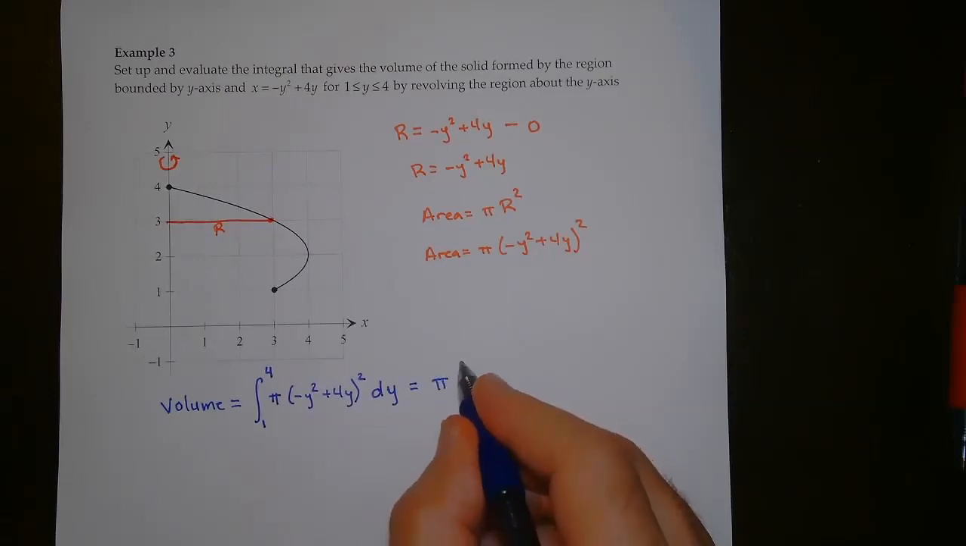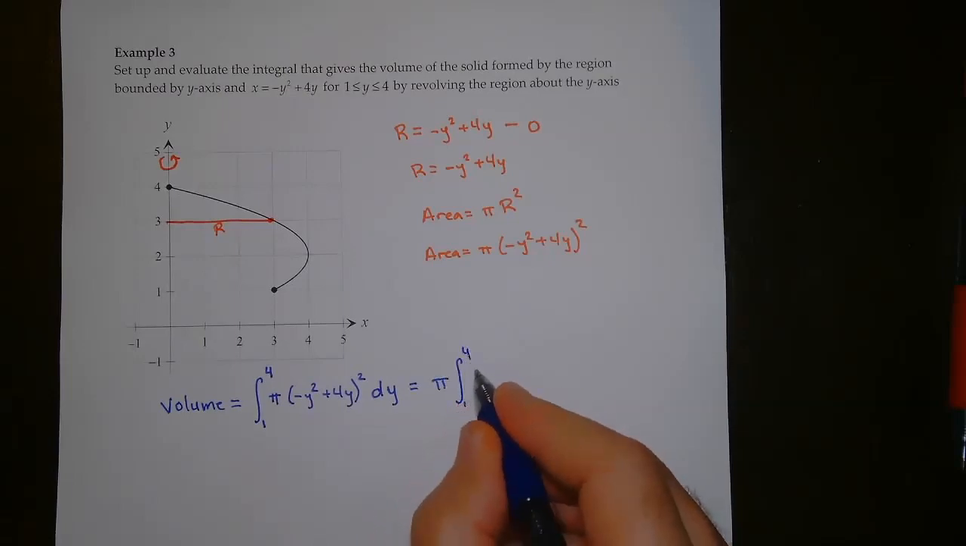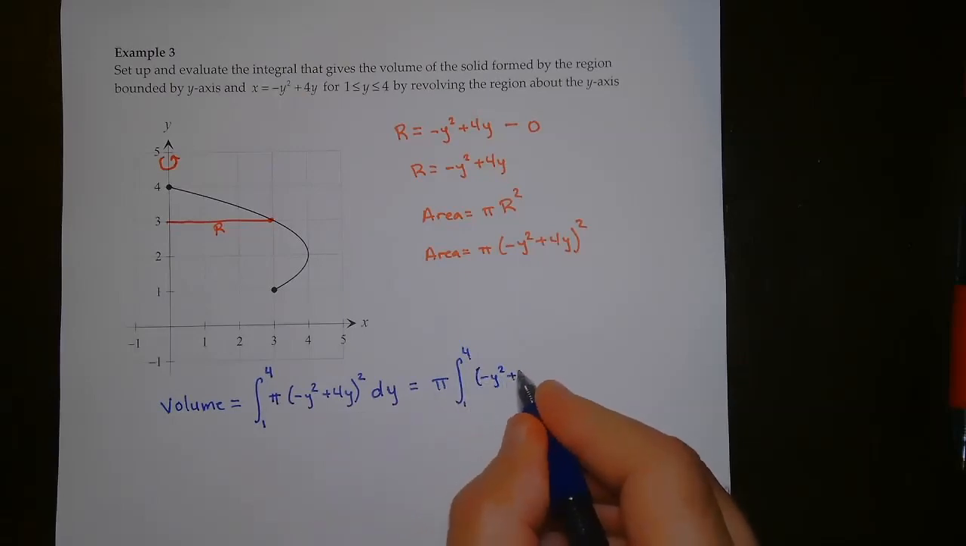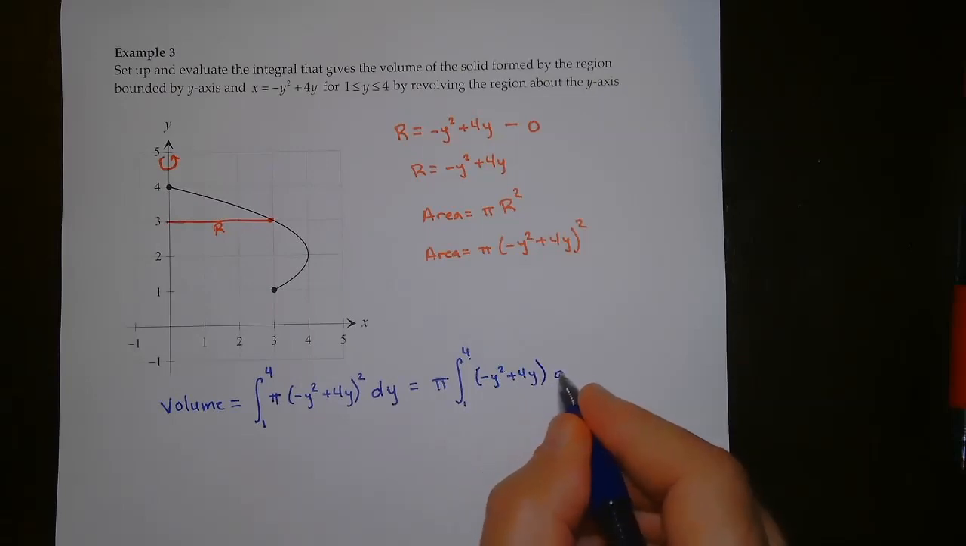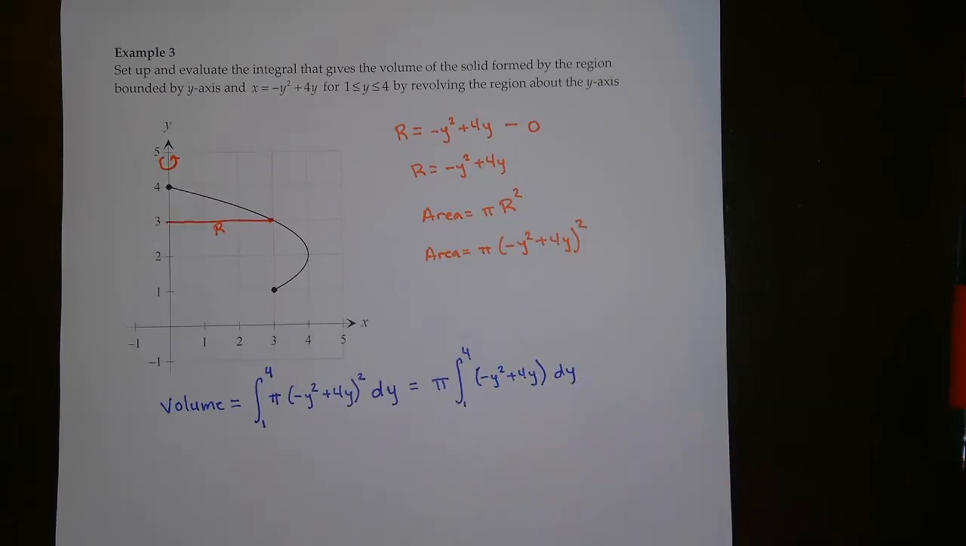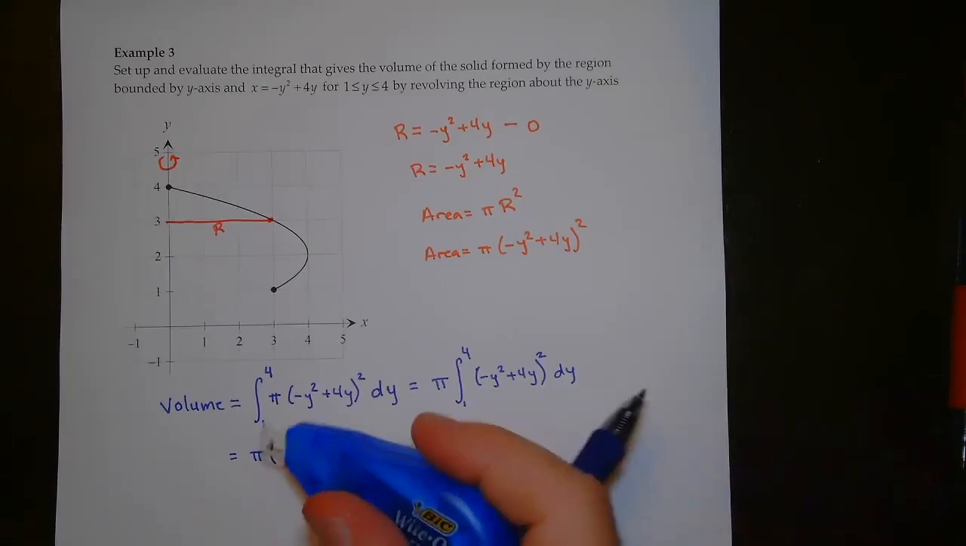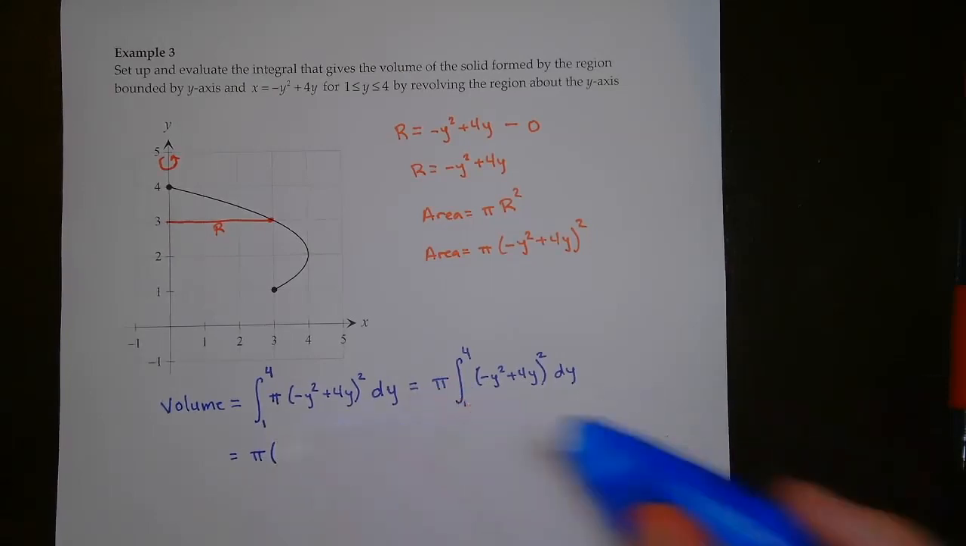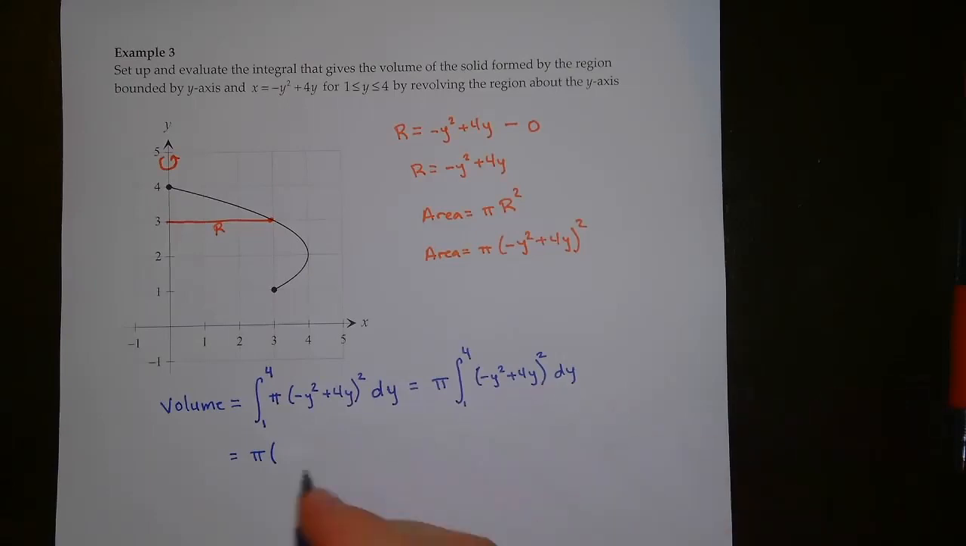So pi times the integral from 1 to 4 of negative y squared plus 4y dy, okay? And then we want to square this. So this would equal pi times negative y, and this would be not negative. Whoa, it's getting late. I'm starting to get tired. Okay, this would be negative y squared times negative y squared, which should be positive y to the fourth.